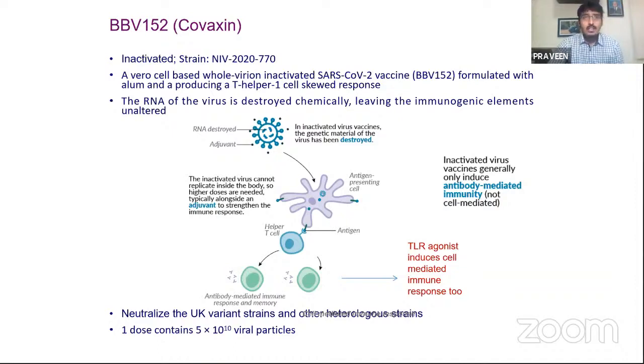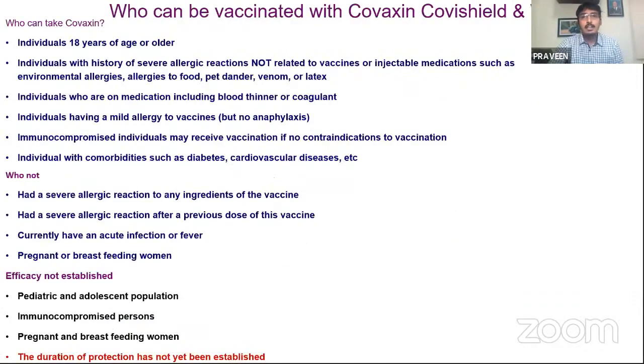கோவேக்சின் இது. ஹூ கேன் பி வேக்சினேட்டட் வித் கோவேக்சின் அண்ட் கோவிஷீல்டு அண்ட் ஹூ நாட் அப்படின்றது பார்க்கலாம். கோவேக்சின் 18 years and older யாருனாலும் வேக்சினேட் பண்ணலாம். Individuals with a history of severe allergic reactions not related to vaccines or injectable medications such as environmental allergies to food, pet and venom or latex. அதாவது சிவியர் அலர்ஜிக் ரியாக்ஷன்ஸ், சின்னதா ஏதாவது சாப்பிட்டா அலர்ஜி இருக்கும் அந்த மாதிரி சொல்றேன். சிவியர் அனஃபிலாக்சிஸ் ரியாக்ஷன் சொல்லுவோம். உதடெல்லாம் வீங்கி போய் ரொம்ப அன்ஸ்டேபிள் ஆகிலாம் சில பேர் சில ட்ரக்ஸ்க்கு, சில மெடிசின்ஸ்க்கு, சில ஃபுட்ஸுக்கு ஆயிடுவாங்க.